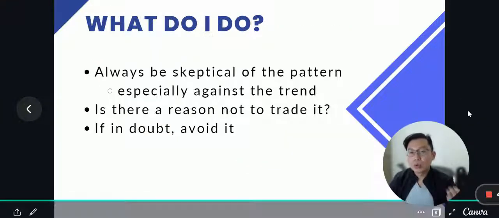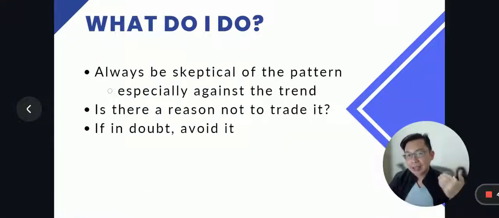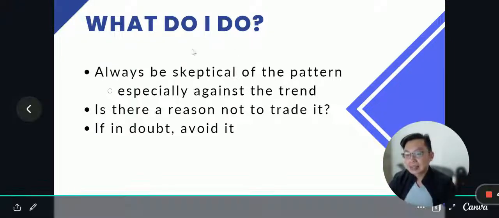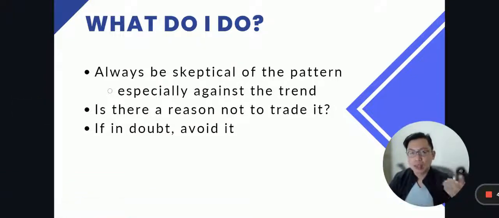What do I do when I see such a candlestick pattern, hammer, shooting star, or pin bar? For me personally, I'm always skeptical of this pattern, especially when it is against the trend. Even if it's with the trend, sometimes I find that it is only about a 50-50 chance. There's no guarantee that when you see this hammer candlestick pattern, it will reverse. And especially against the trend, a lot of the time it will fail.